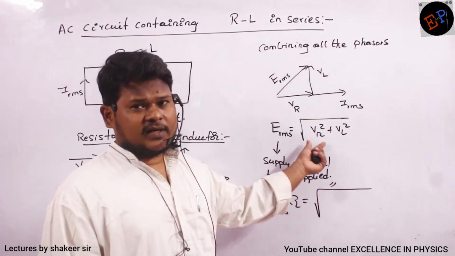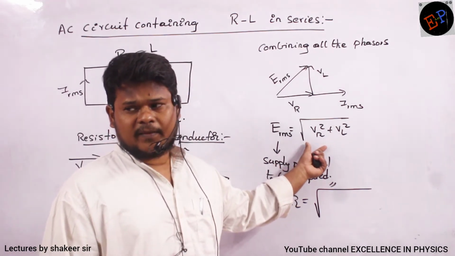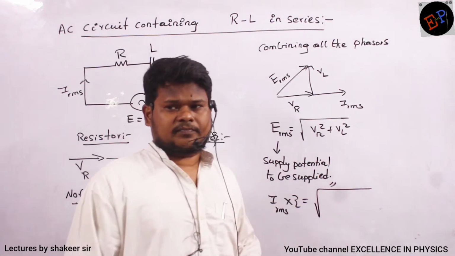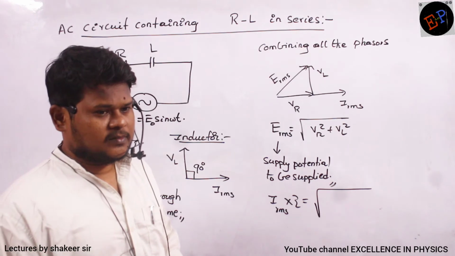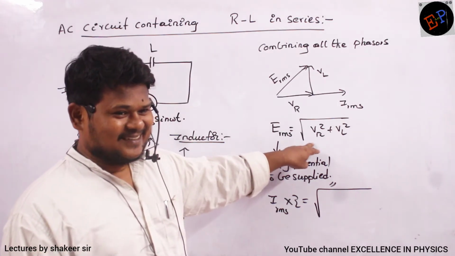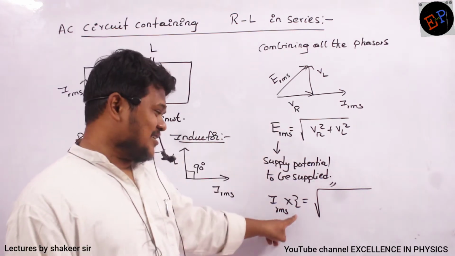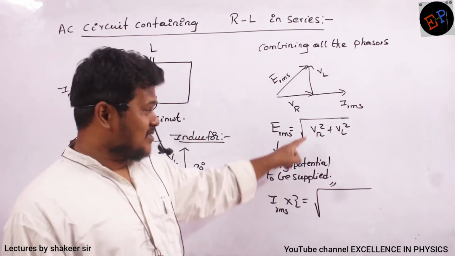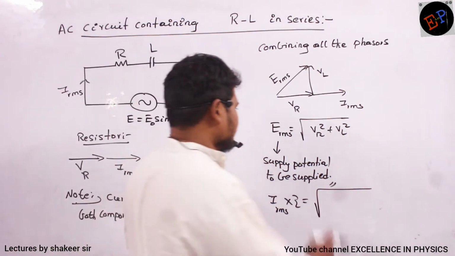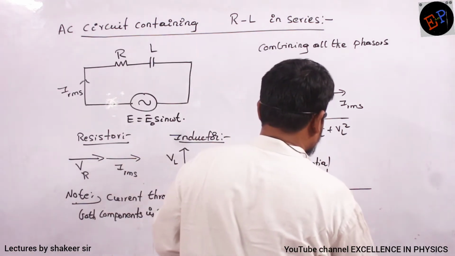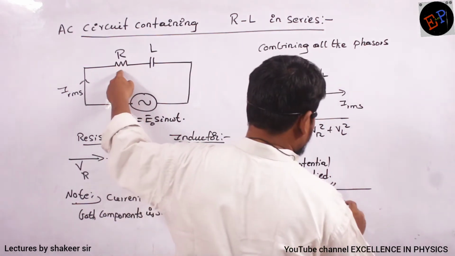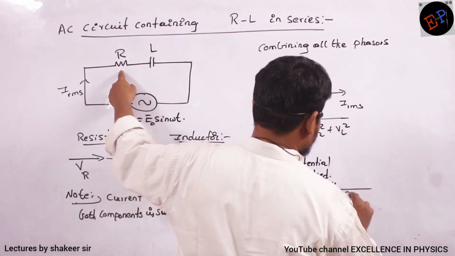According to Ohm's law, what is VR? Potential drop in resistor. How can I write? Z into... The total resistance of the circuit is Z. What is the resistance of resistor? I into R, that's all. So according to Ohm's law, IRMS multiplied by resistance of resistor R only. So IRMS into R, whole square.